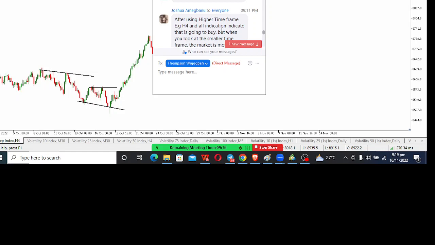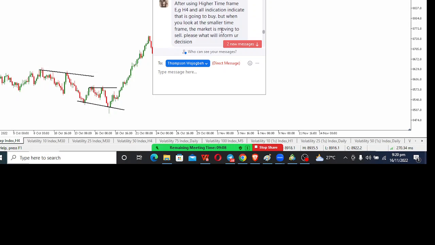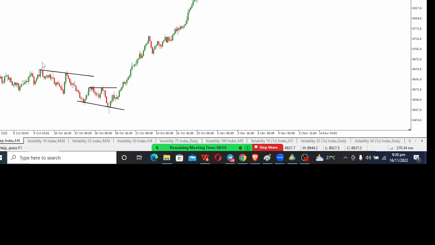Somebody is saying that you can look at maybe H4 where the indication is to buy, but on a lower time frame the market is moving to sell. I already explained that we have trend within trend. So let me just use this as an example. You see, the market here was buying.